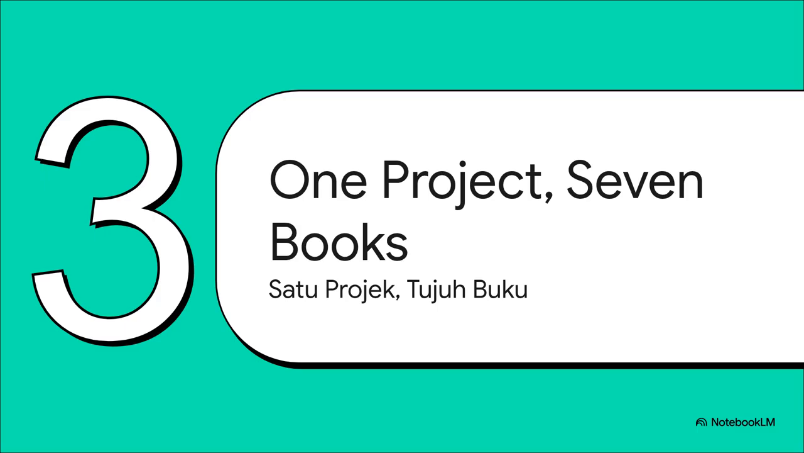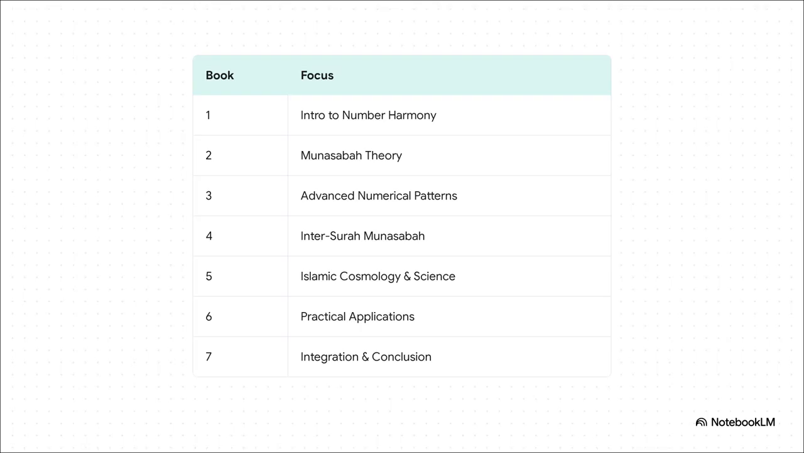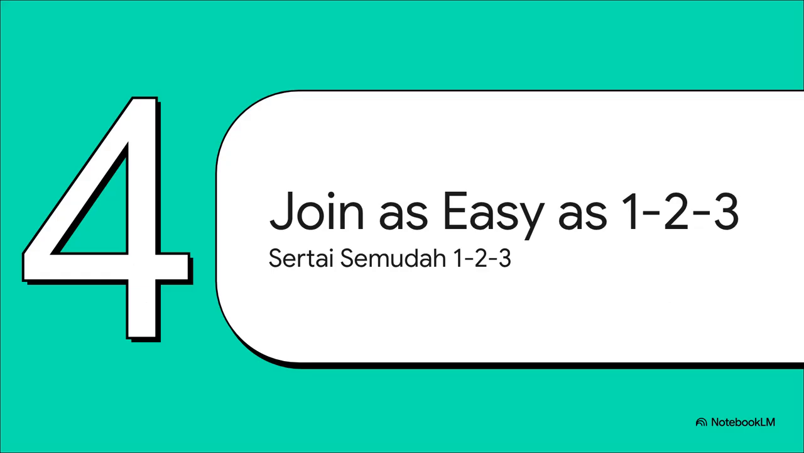The Numerology Project is seriously ambitious. The whole thing is structured as this massive collaborative effort to produce 7 distinct books. Yep, there's that number again, 7. And as you can see from this table, they're aiming to cover every angle. Book 1 just introduces the basic concept of number harmony, but from there, they're going deep. We're talking advanced patterns, connections to cosmology and modern science, even practical applications. It's the whole shebang.